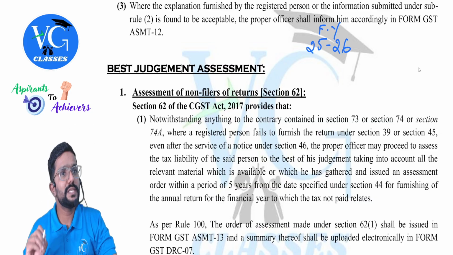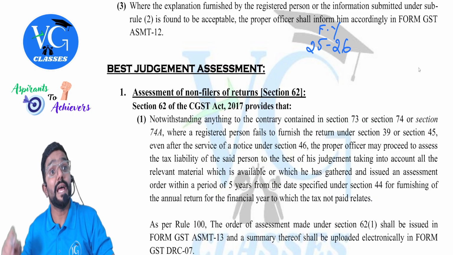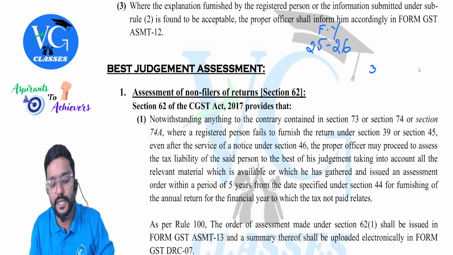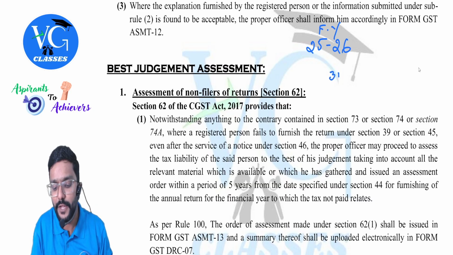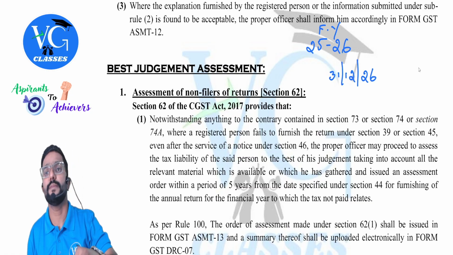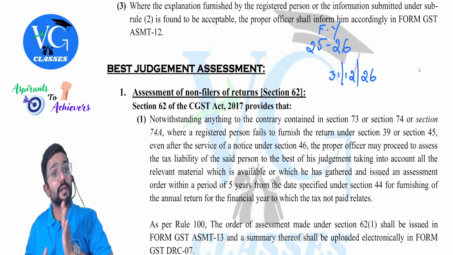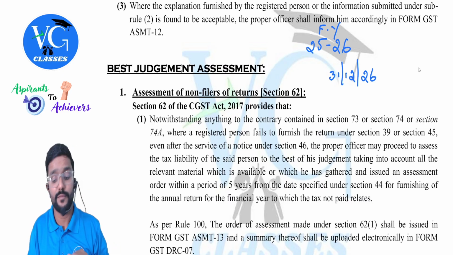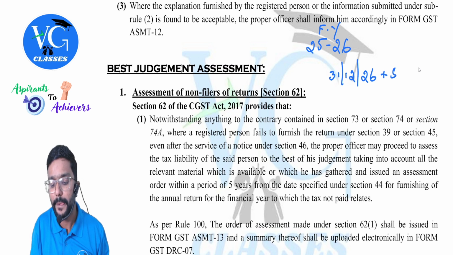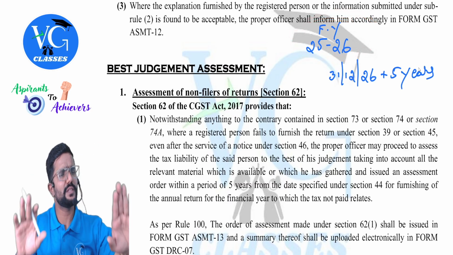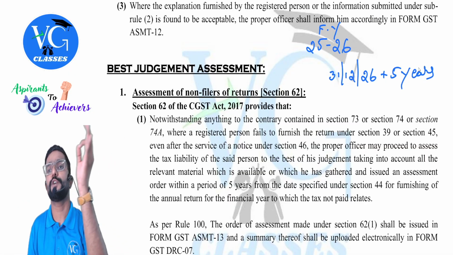What is the due date to file the GSTR 9 annual return for 25-26? It is 31st December of the next financial year, which is 31st December 2026. Now from here, how much time does the proper officer have? Plus 5 years.